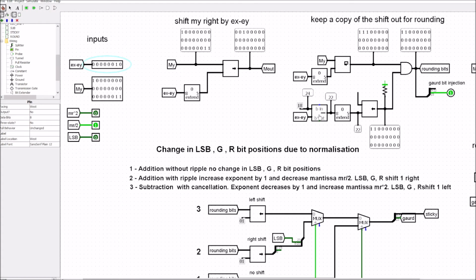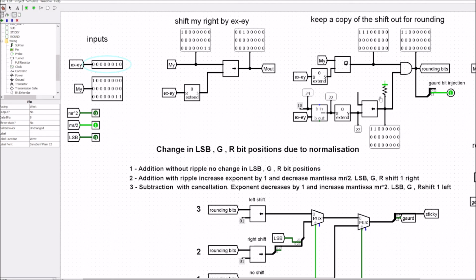So what we want to do is actually take the difference ex minus ey away from 24, and that will give us the number of bits that we require to be made 0. So that's what this section here does. So you can see here in this instance we've got a value of 2 here for the difference. So it means that we want to make the remaining 22 bits here a value of 0.